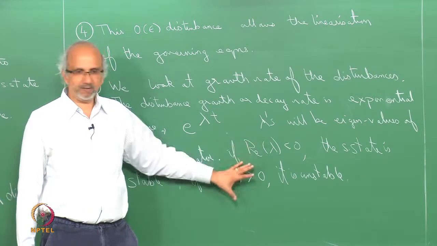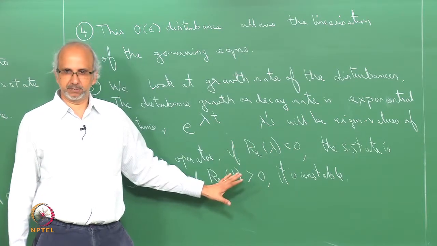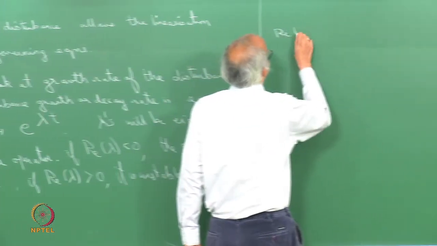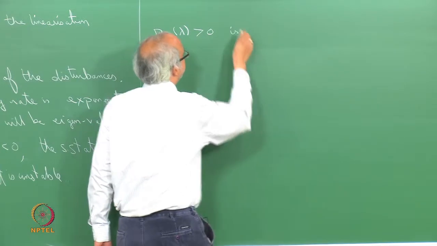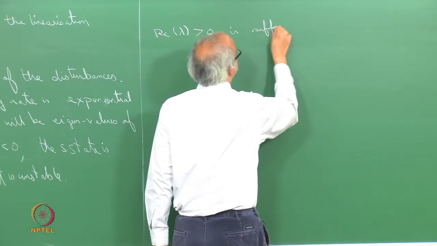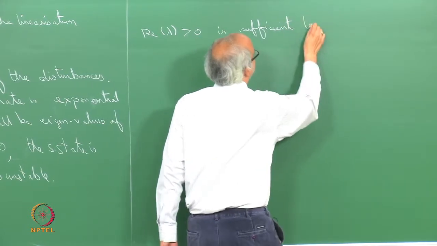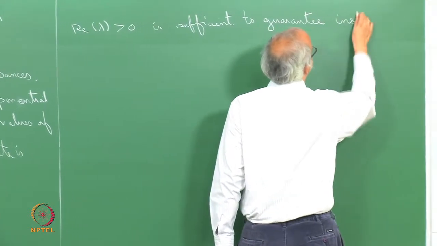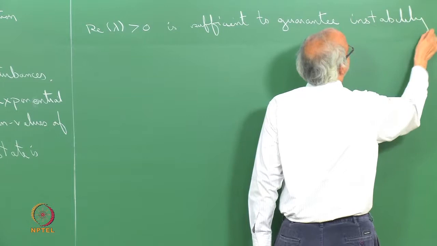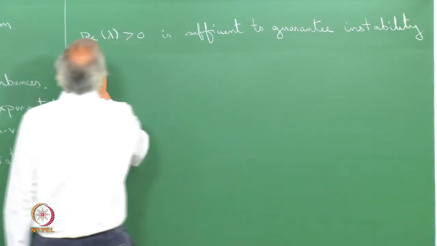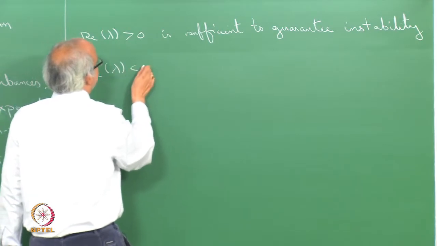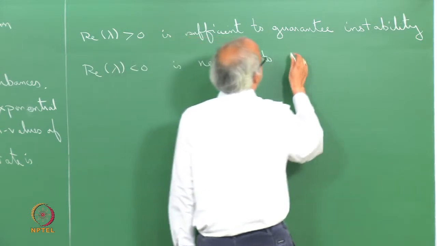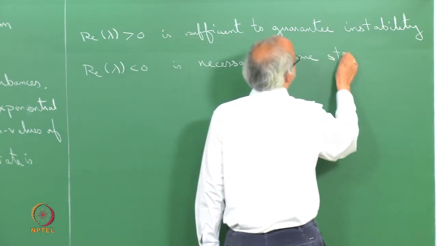Whatever I'm doing here is in the context of small disturbances. Okay, so the real part of λ being greater than 0 is sufficient to guarantee the instability, while the real part of λ being less than 0 is necessary to have stability.